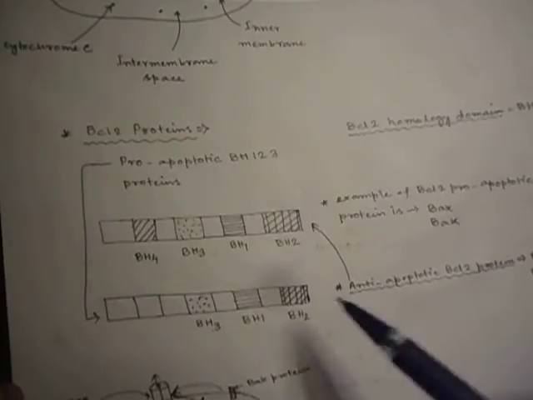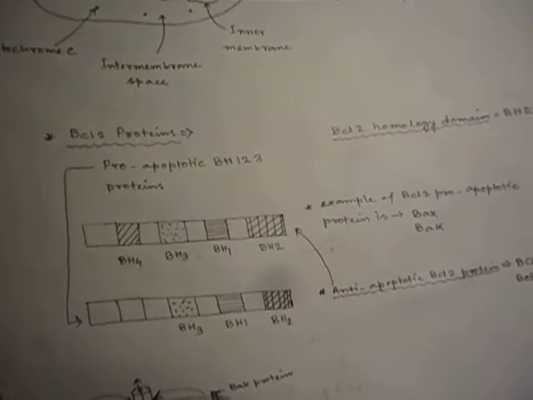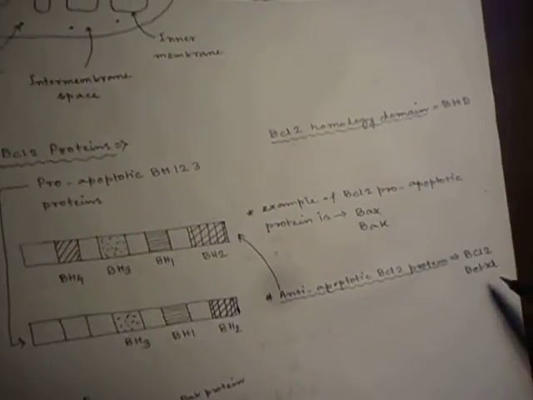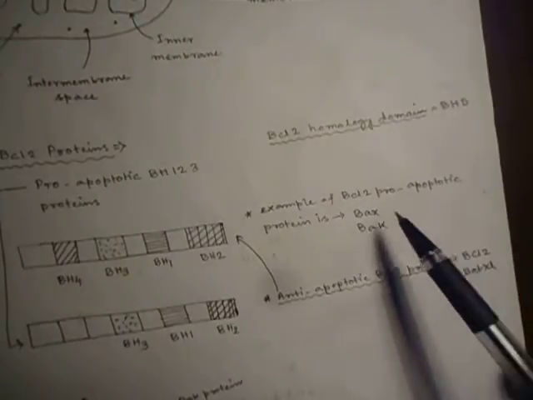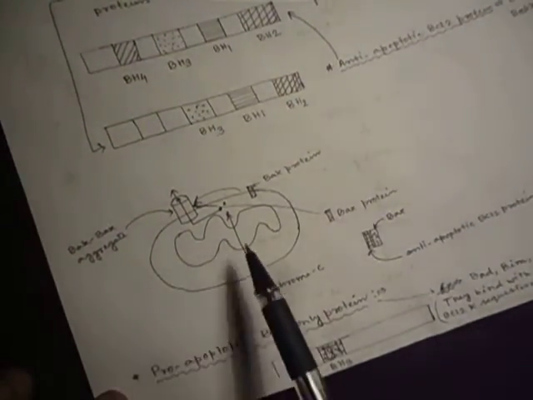The anti-apoptotic BCL2 proteins, which suppress the apoptosis process, have all four domains, 1, 2, 3 and 4. Examples are BCL2 and BCLXL. But the pro-apoptotic proteins are Bax and Bak. Now, here is the function of the Bax and Bak proteins.